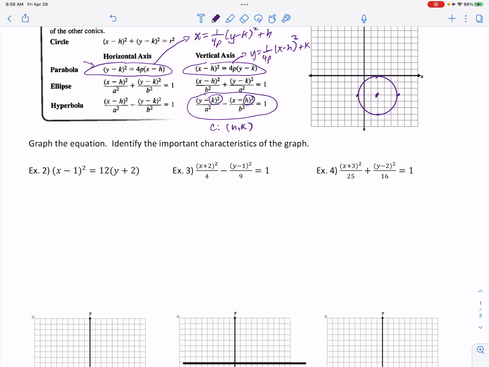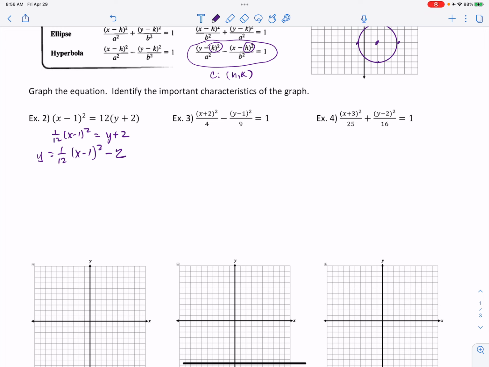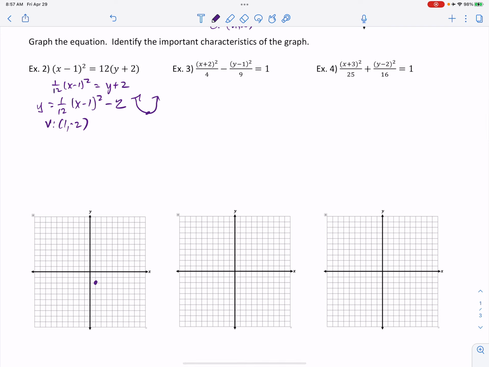So in this first example, it's not in the form we used. If I go ahead and divide by 12, and then I'm going to put y on the left, if I subtract 2, there we have it in the form that we were using. And so this is a parabola. It's x squared. The p-value is positive because 12 is positive. So it is going to be a parabola opening up. And the vertex of that parabola is at (1, -2). So we go to graph that to the right 1 and down 2. There's your vertex.